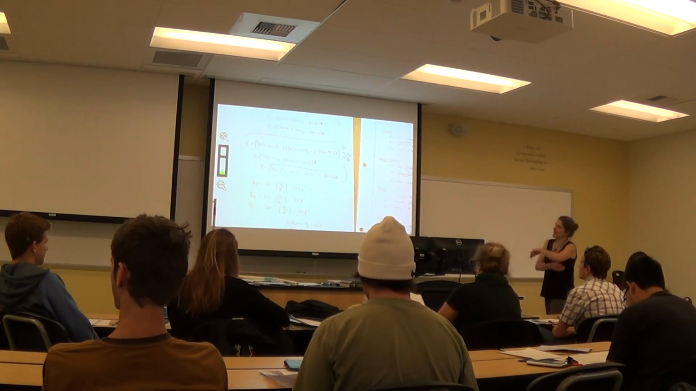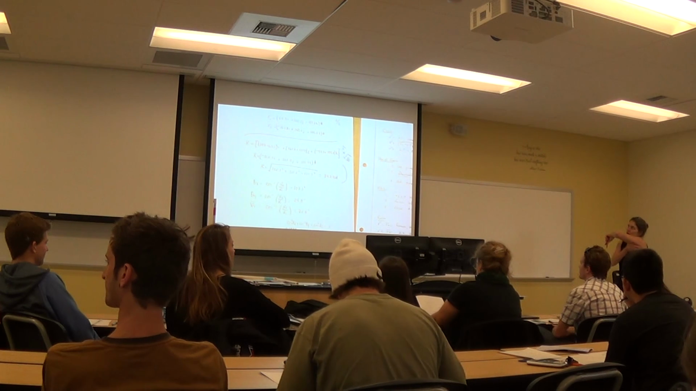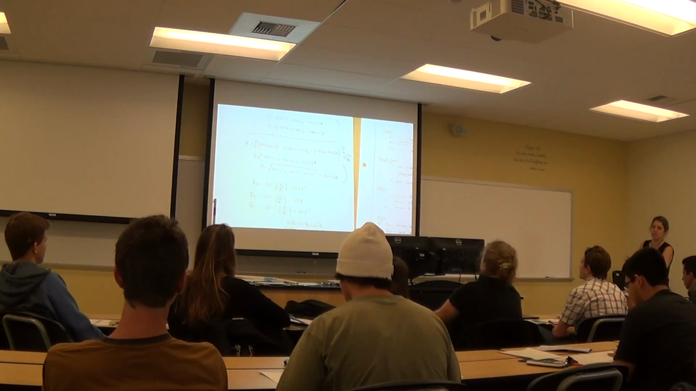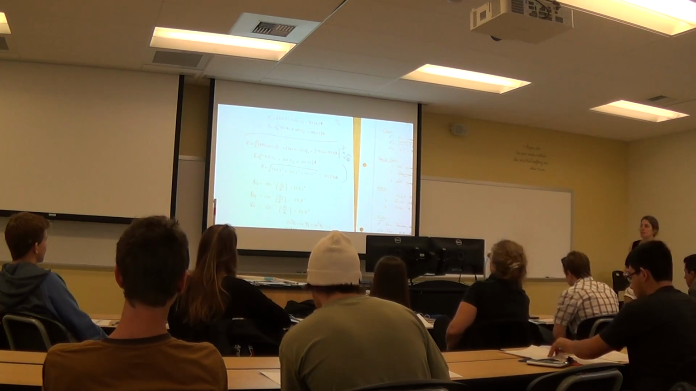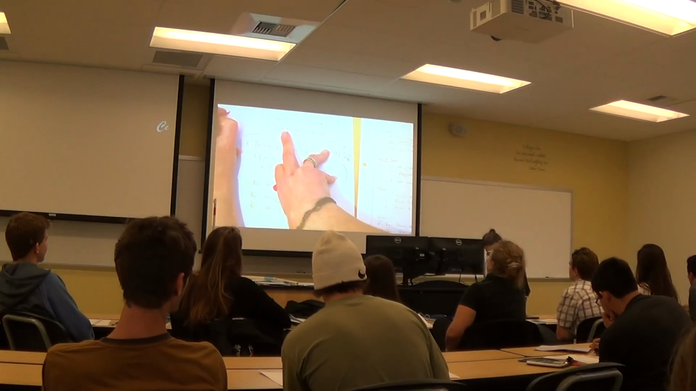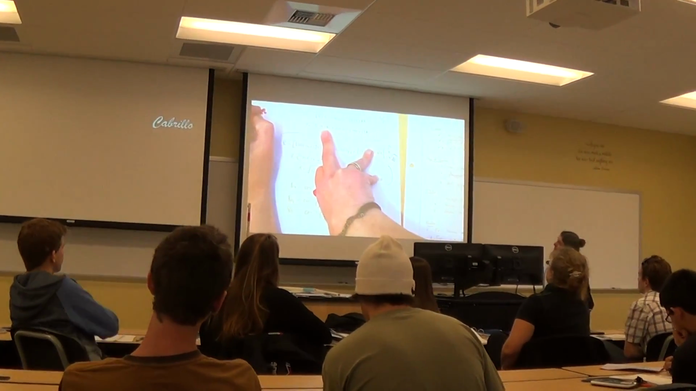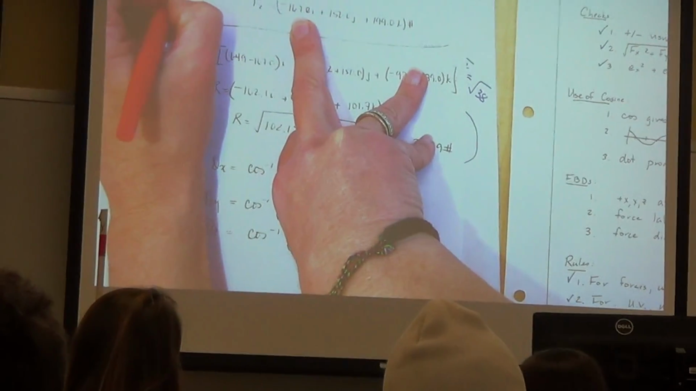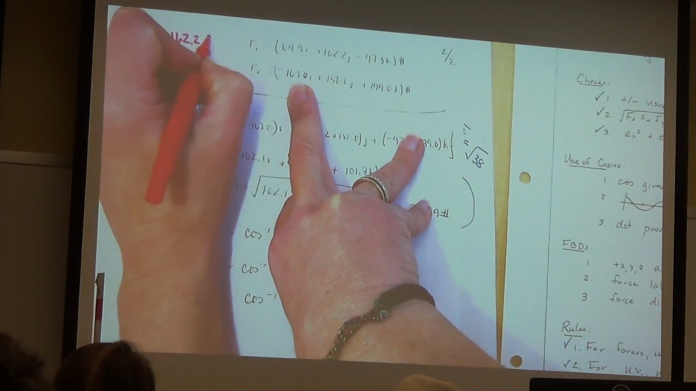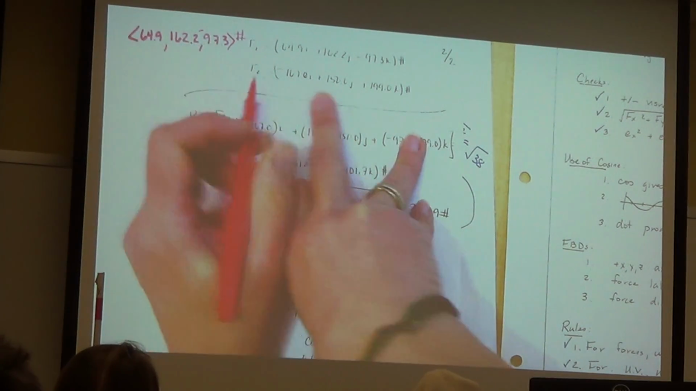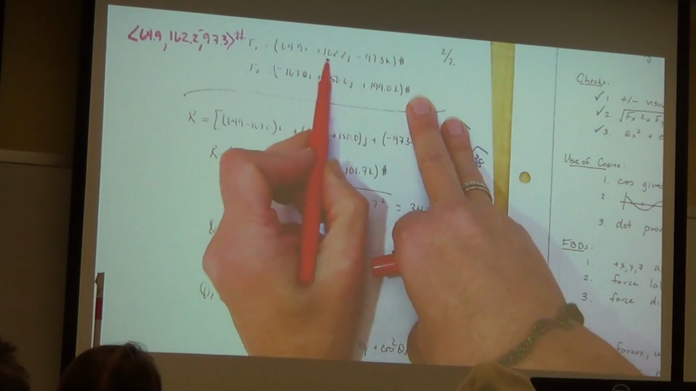Okay, so we have the two forces up on the top. How are they represented there? How are F1 and F2 represented? Vector form. So we have, and some of you might like this instead, 64.9, 162.2, negative 97.3 counts.